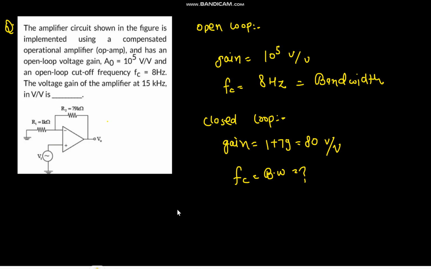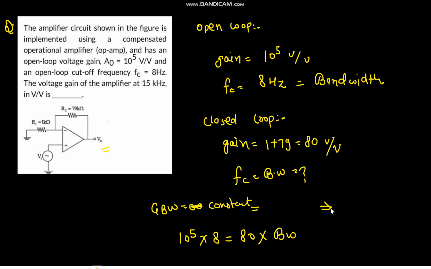So now you have to find the bandwidth, but you know one thing, in all these circuits your gain bandwidth product is constant. I hope you know that, right? So previously your gain bandwidth product was 10 to the power 5 into 8, which equals, now your gain is 80 into new bandwidth or cutoff frequency. So your new bandwidth would be, from here you can see, 10 kilohertz.